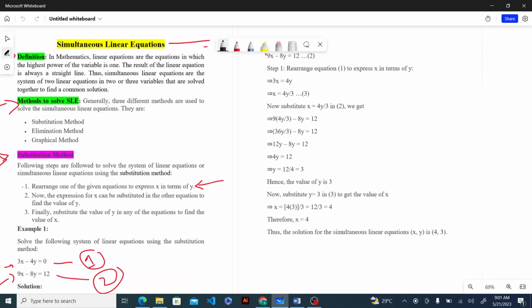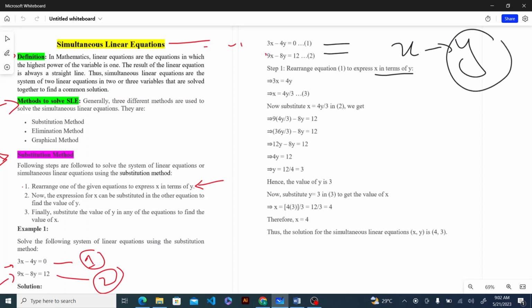So let's start. We are going to rearrange one of these equations, 1 or 2. Step 1, rearrange equation 1. We have chosen equation 1 so that we can express x in terms of y. Directly the value of x couldn't be found here, but in terms of y we can find the value of x in the first step.